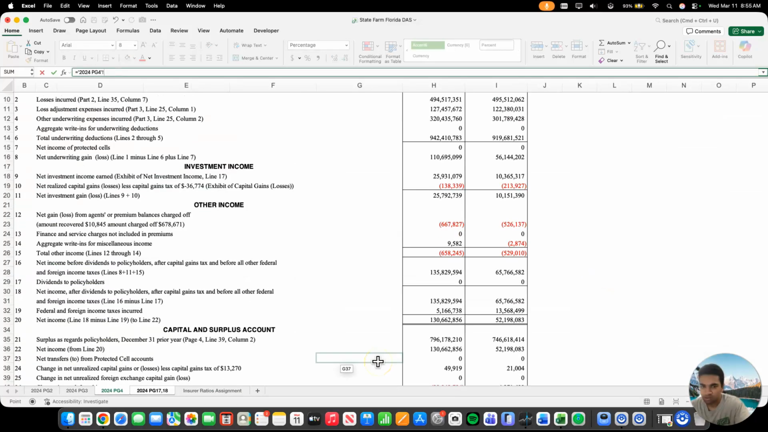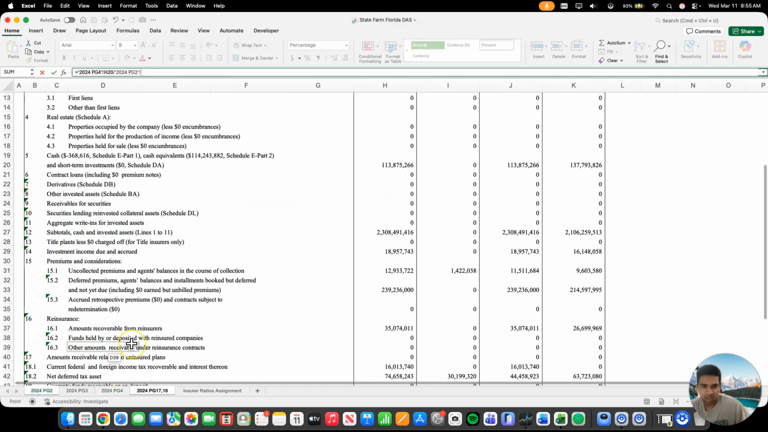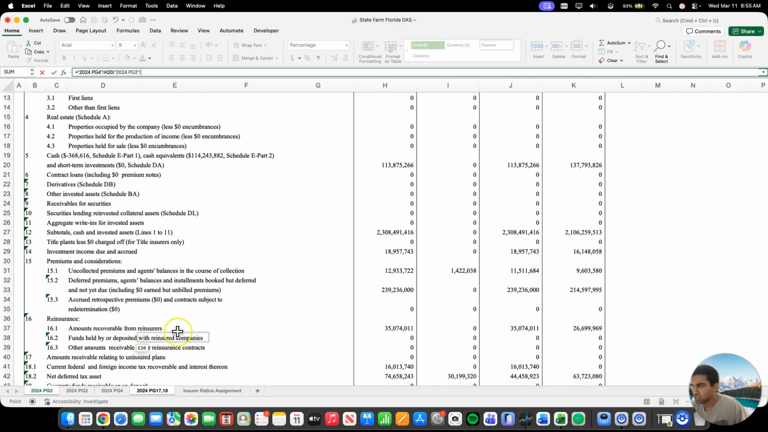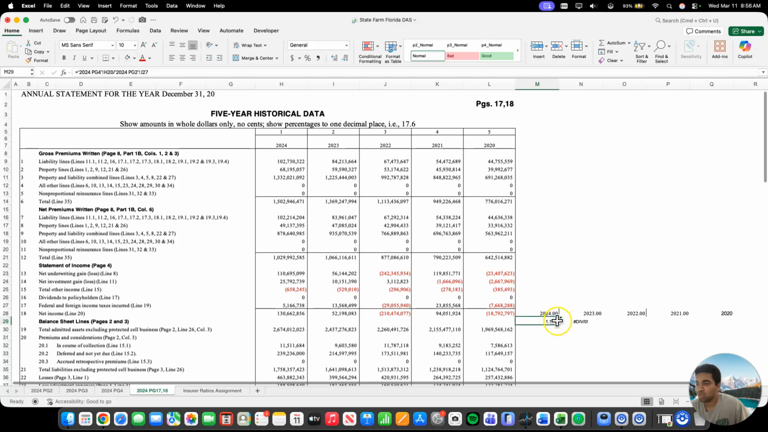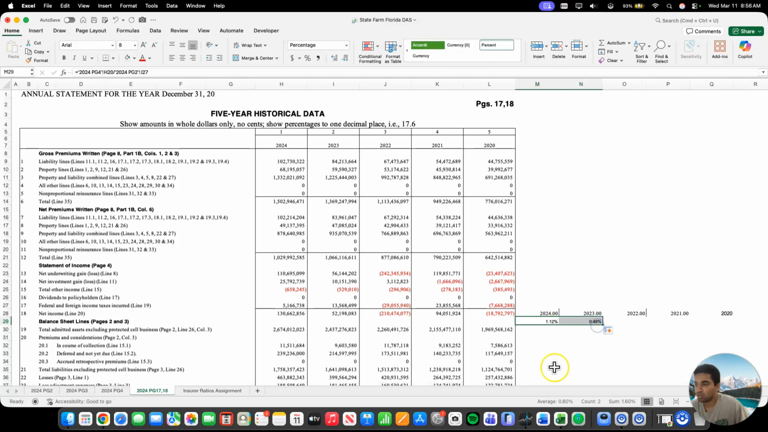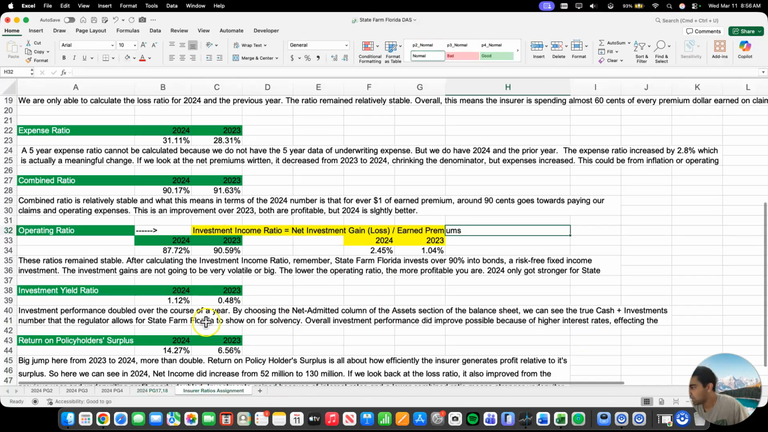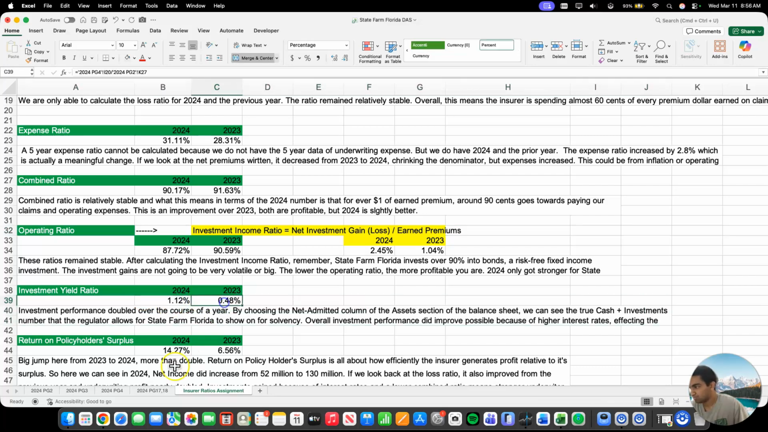All right, everybody. So for your investment yield ratio, you want to take your net investment gain or loss, which is right here, and divide it by the total cash and invested assets. And you want to take it from here because that is the current year and what the regulator is going to see. And you can drag it out to the right. And it should be that correct number right here.